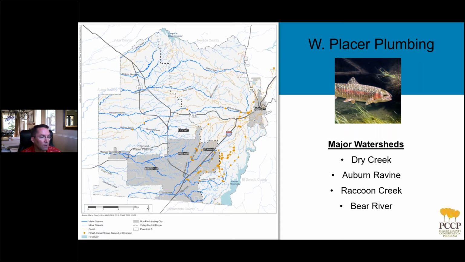Down to Auburn Ravine, also an important watershed for us, and then Dry Creek on the south that goes up into Granite Bay, kind of parallels along Folsom Lake with Miners Ravine and other smaller tribs to Dry Creek out in that area, but does dip down through the western part of the county and then drops into Sacramento County.